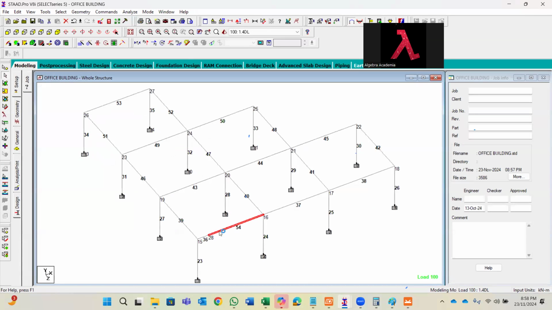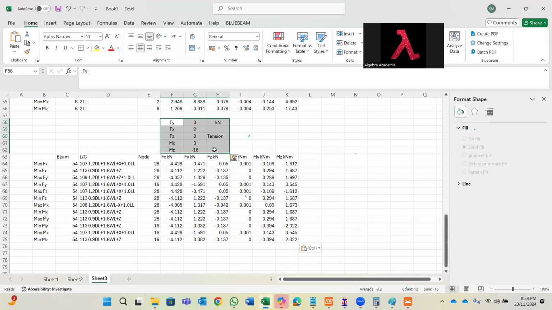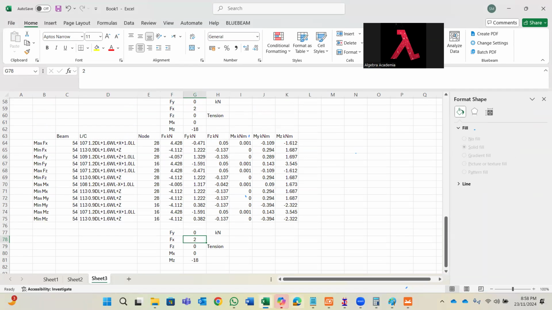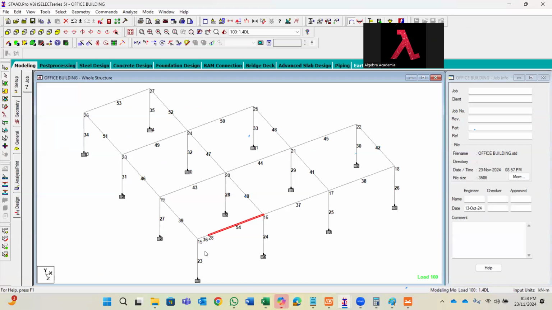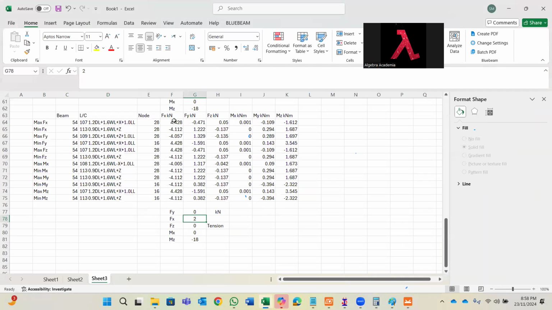I'm going to do the splice connection here, which is FX. FX is the actual tension. So let me go here. FX, what is the node number? 28. So node number is 28. FX here is almost 4.4, which is 5 kilonewton, which is tension.